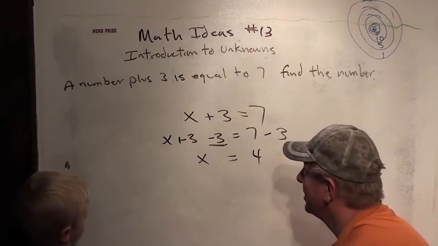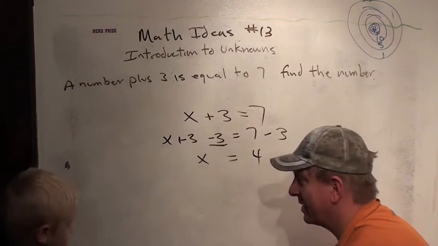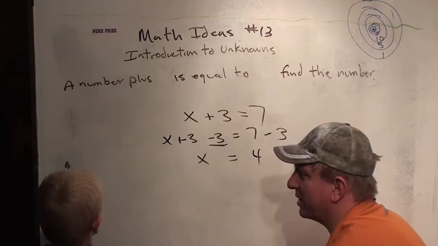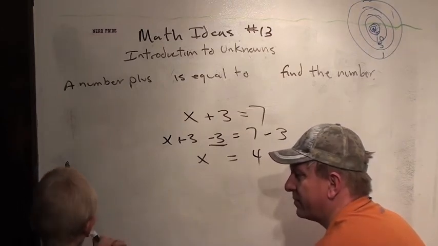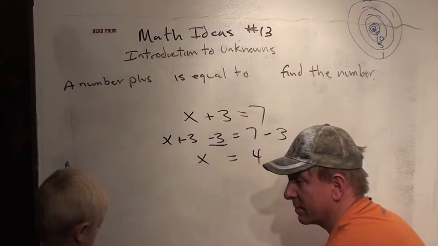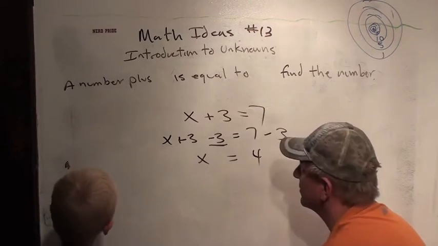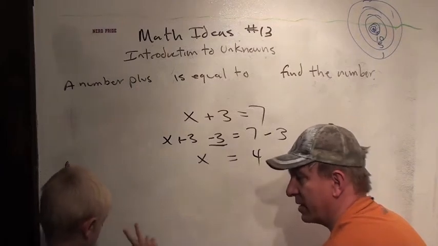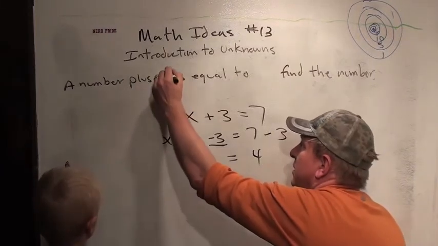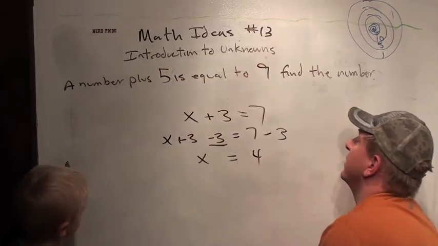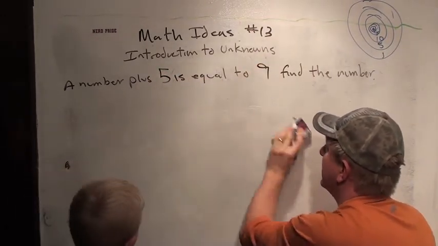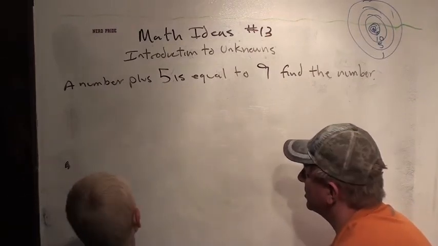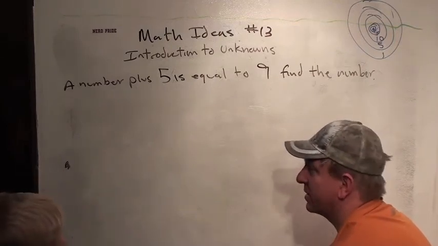Pretty good job. You want to do another one like this? Yeah. Okay, so how about, you tell me the number. A number plus 5 is equal to 9. Find the number. Okay, so what's the first thing we write down? We don't know what the number is, so we write down x. What's our equation? x plus 5 equals 9.